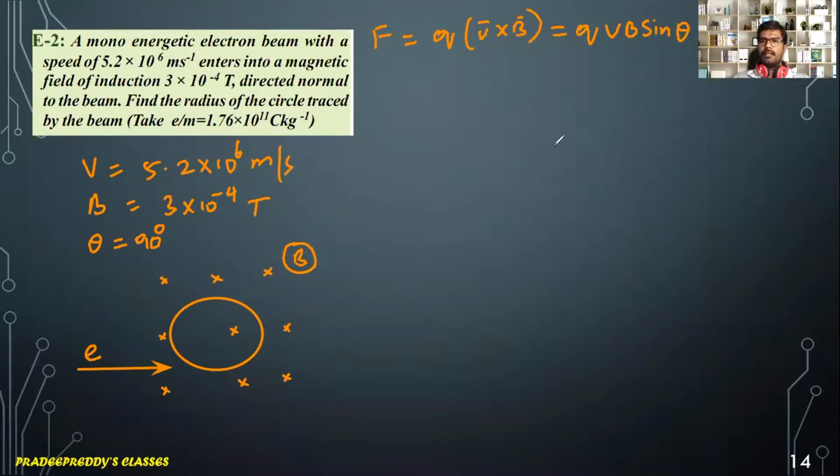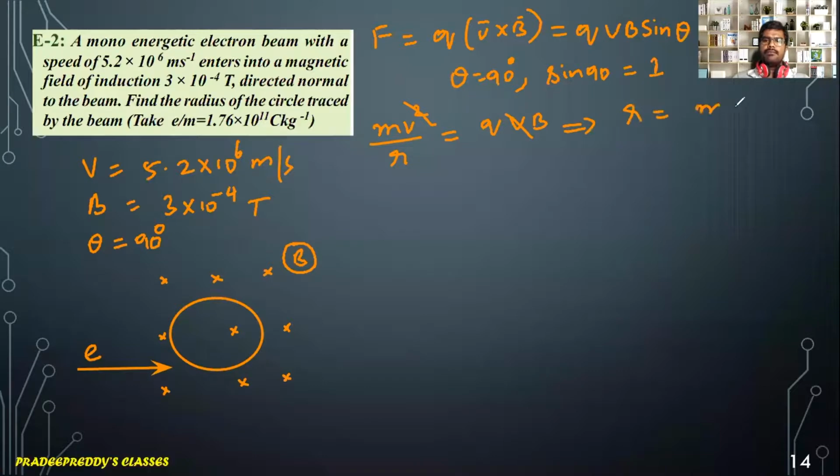This equation you will be learning in the moving charges and magnetism chapter. F is equal to qvB sine theta. Here theta is equal to 90 degrees, so sine 90 will be equal to 1. Now I can write force F equal to centripetal force. Centripetal force is mv square divided by r, which is equal to qvB. This v and this v get cancelled. From here, r is equal to mv divided by qB, where q is the charge of the particle.